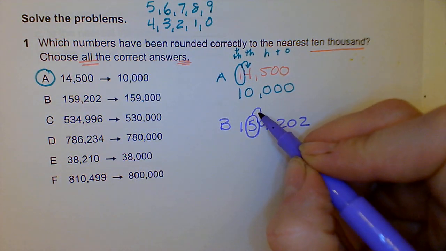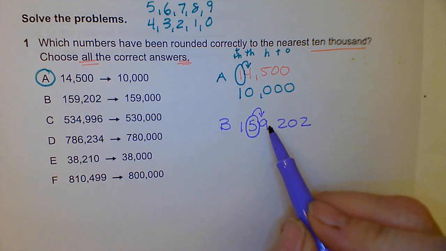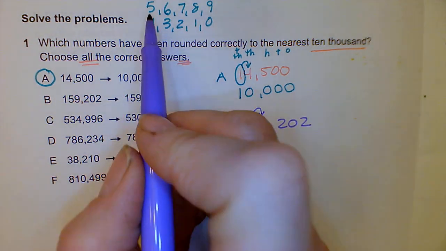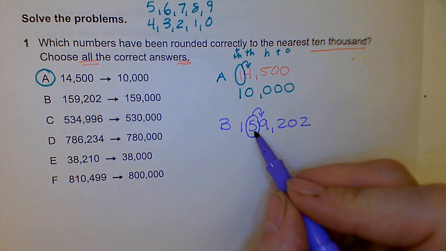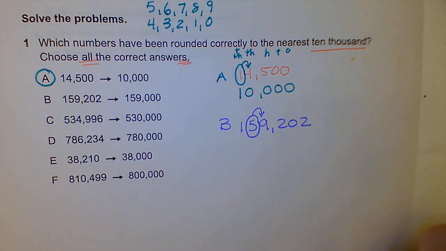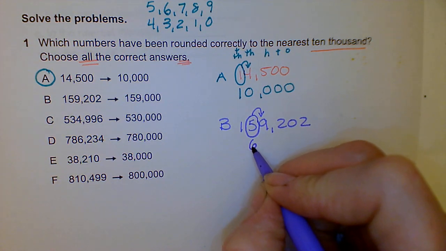I'm going to look next door, and what I see is that I have a 9. A 9 definitely is part of that 5 or more. Raise the score. So I'm going to raise that 5. It's going to get bigger. It's going to turn into a 6.